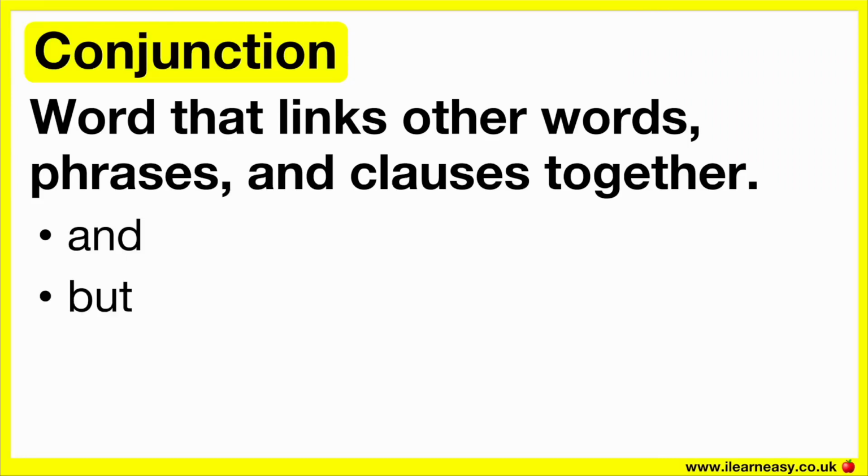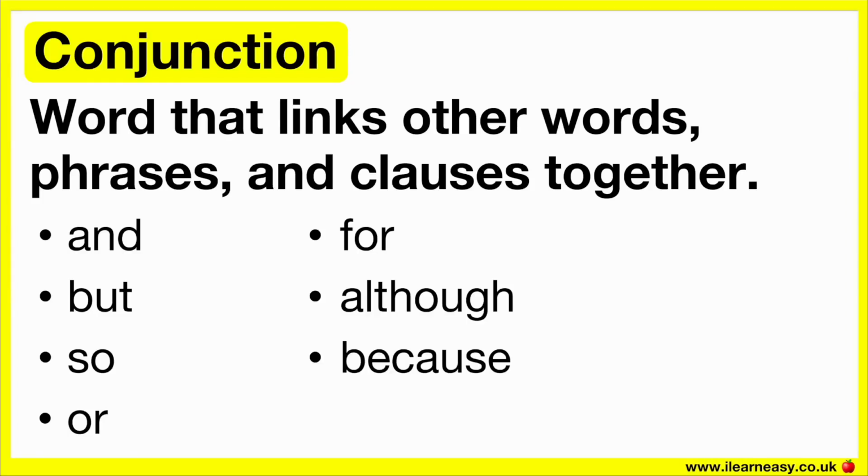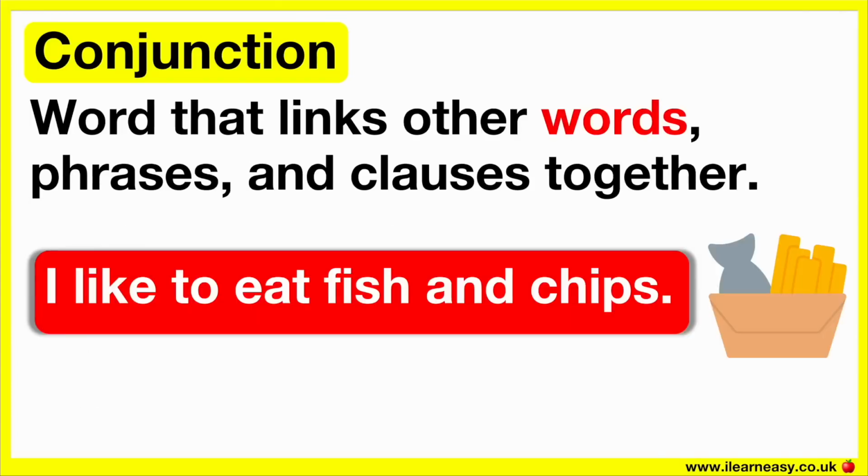and, but, so, or, for, although, because, as, etc. An example of a conjunction linking words is I like to eat fish and chips. The conjunction in this sentence is and. It links the words fish and chips.